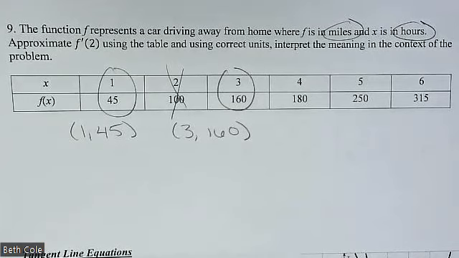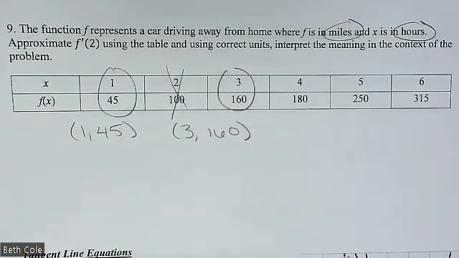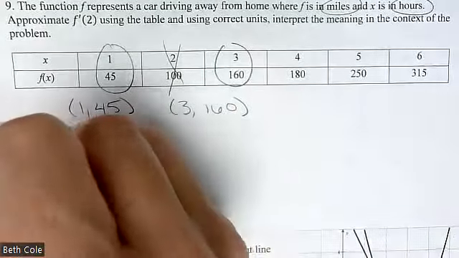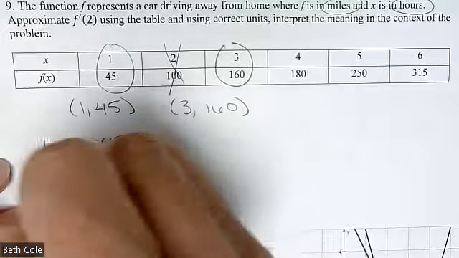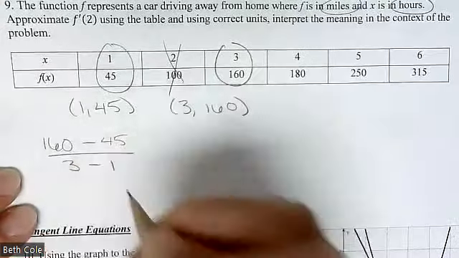But Ms. Cole, they're right there. I know, but I'm telling you from experience, people mess it up. So write them. If you get your test back and miss that, you're going to be very upset. I'm trying to avoid people being upset. All right, so set up your difference quotient. It'll be 160 minus 45 over 3 minus 1.